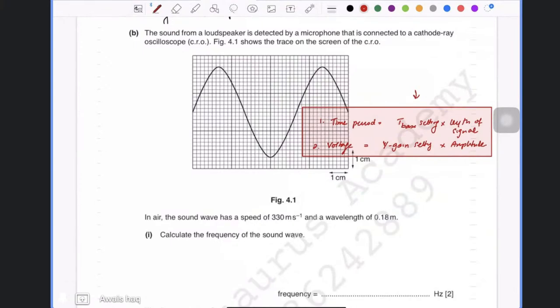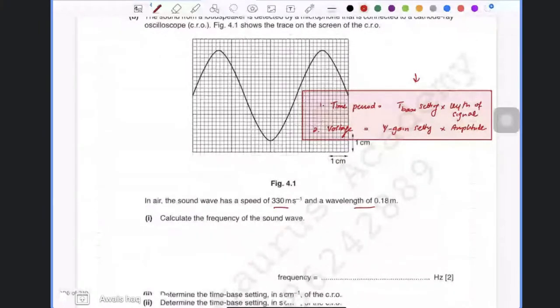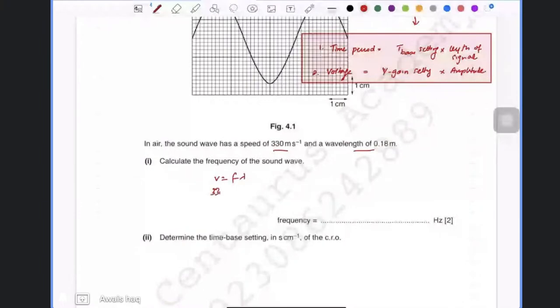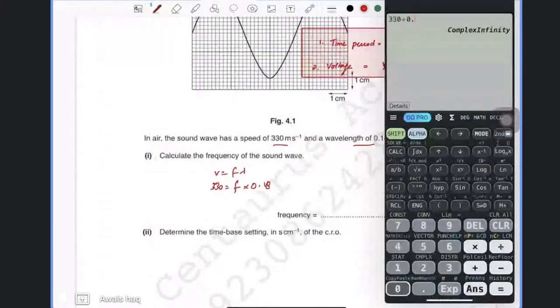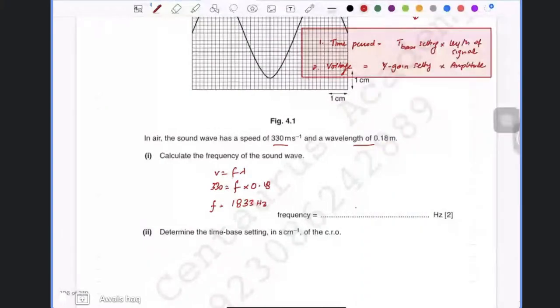So, first of all, it says calculate the frequency of sound. Speed is given and the wavelength is given. So V is equal to F lambda. And then obviously speed is 330. Frequency is F. So we're gonna get something like 330 divided by 0.18, which basically gives a frequency of 1833 hertz. Okay, so we're gonna write it to two significant figures, or you can write 1800 as well, that would be correct as well, but 1833 is not correct.